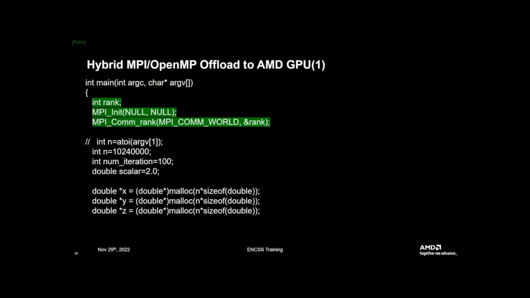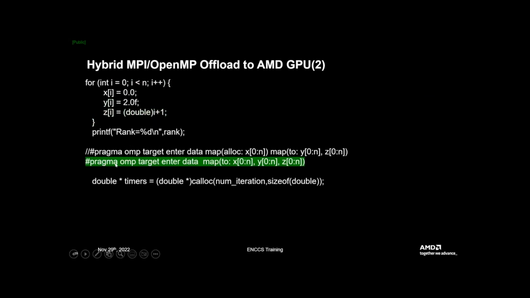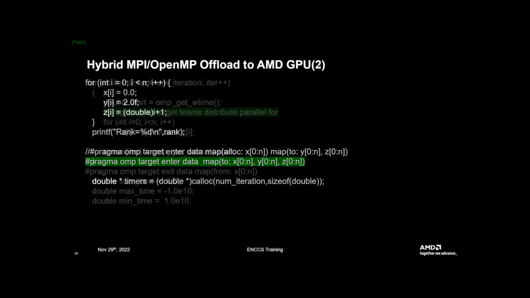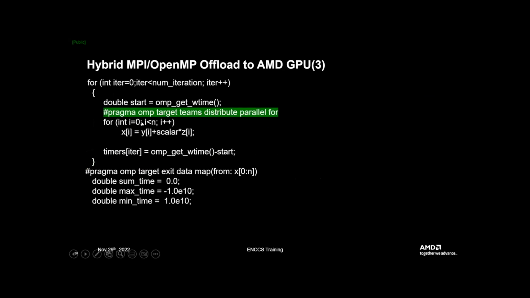This is an example. This is the triad example, and you can see that we have some MPI calls in the main code. We have MPI init, MPI communication rank. So we have MPI calls here, and somewhere we have OpenMP. That is the target. We are creating a target data region here to move data from the host to the GPU, and then here we execute our loop.